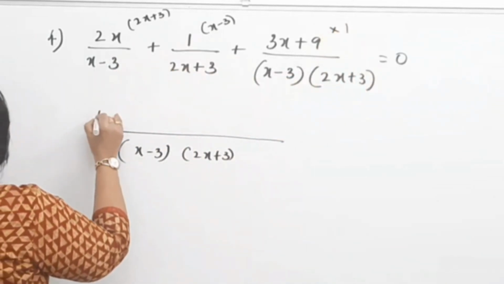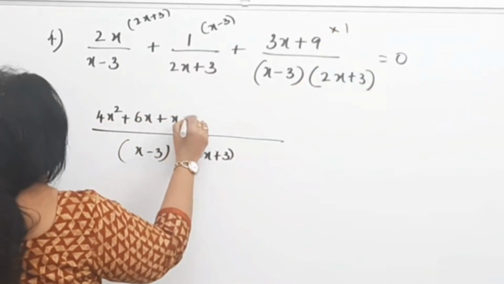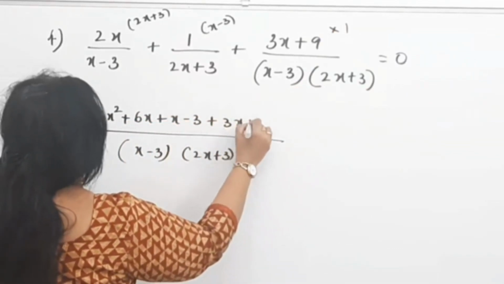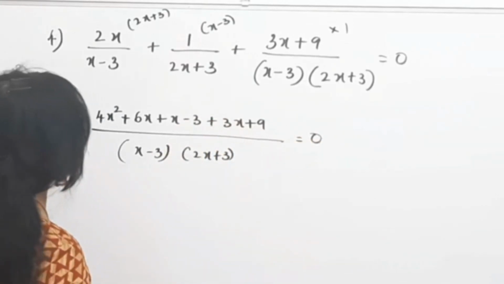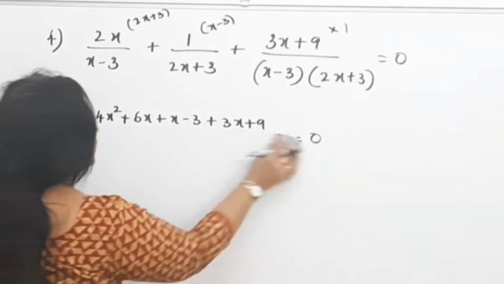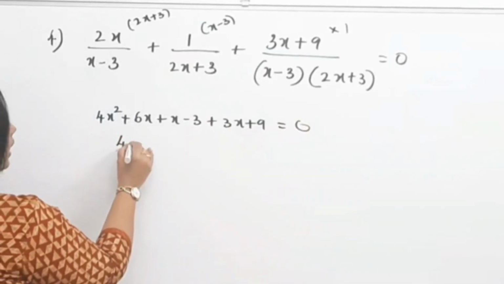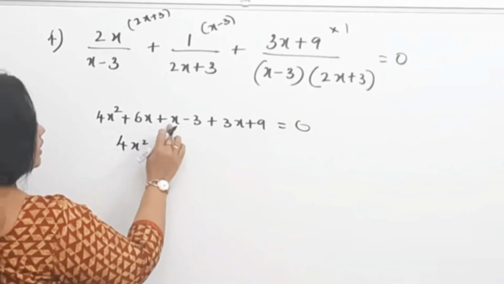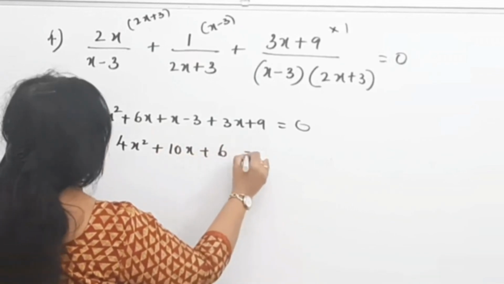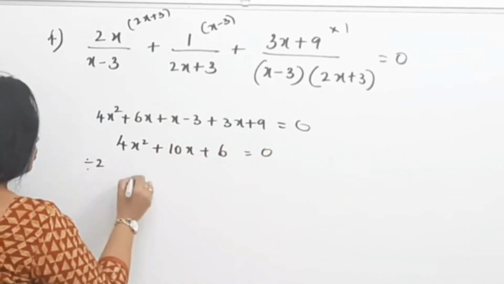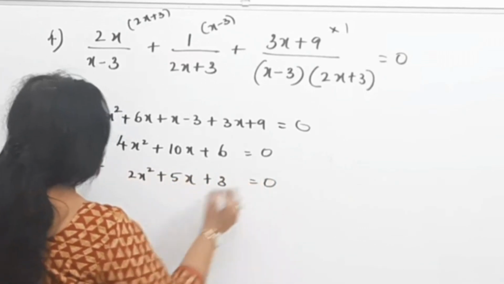And when I multiply, I get 4x squared plus 6x plus x minus 3 plus 3x plus 9 equal to 0. So when it goes to the other side, it automatically gets equal to 0. On simplification, 4x squared, 6 plus 1 is 7, 7 plus 3 is 10, and 10x plus 6 is equal to 0. Dividing by 2, I get 2x squared plus 5x plus 3 is equal to 0.